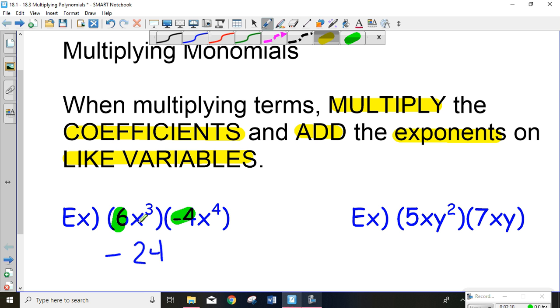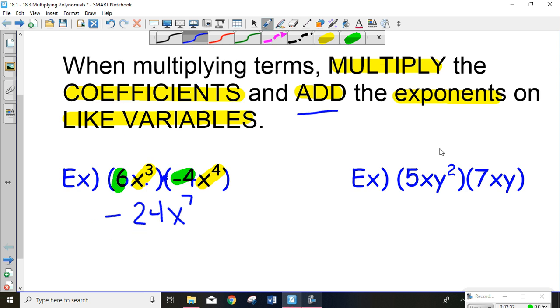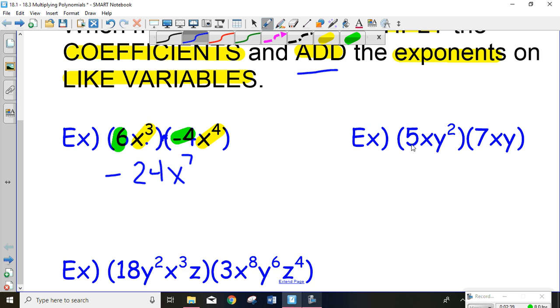Then I can do my variables. I only have x's in this case. And just as we set up here, if I'm multiplying these terms, which I am, there's multiplication between the two of them, so I'm adding the exponents. So here I would get x, 3 plus 4 gives me 7. So if I look at this next one, again I'm going to take my 5 times my 7. Those are my coefficients. So 5 times 7 is going to give me 35.